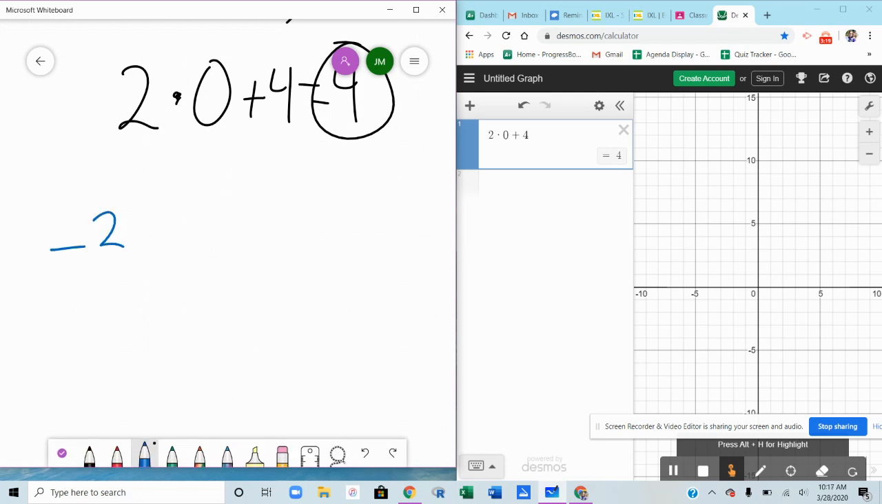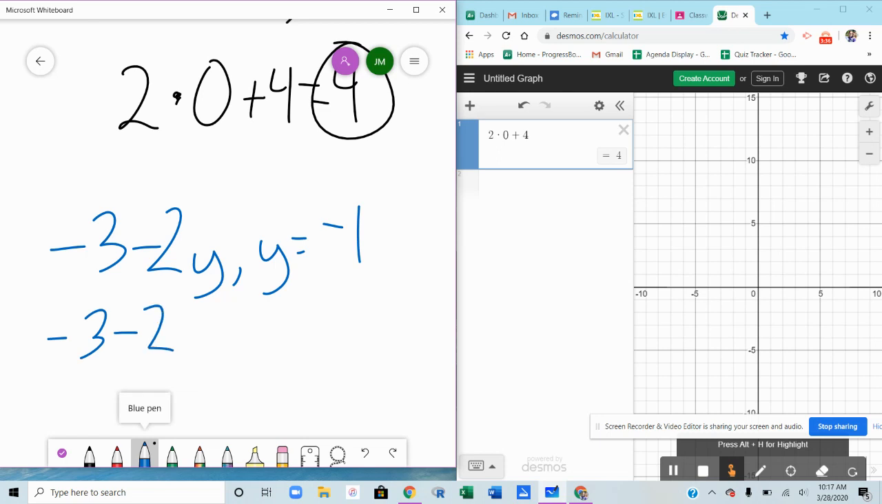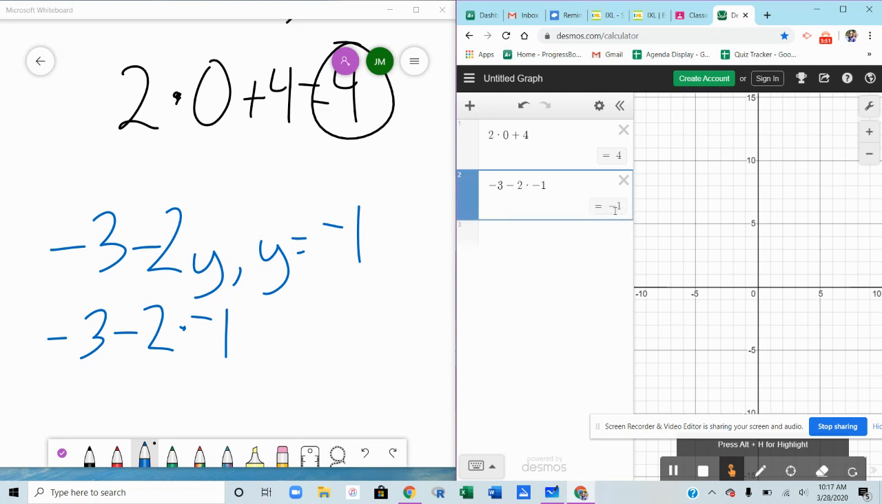Let's do -3 minus 2y, and we are given that y is -1. So you want to be very careful with all of your negatives. Make sure you copy them down correctly and in the right places. So we've got -3 minus 2, and then remember that there's a multiplication symbol right here, so times -1. Okay, and I would highly recommend you use Desmos to just type that answer in exactly how you have it written. -3 minus 2 times -1. And it'll give you your answer is -1.